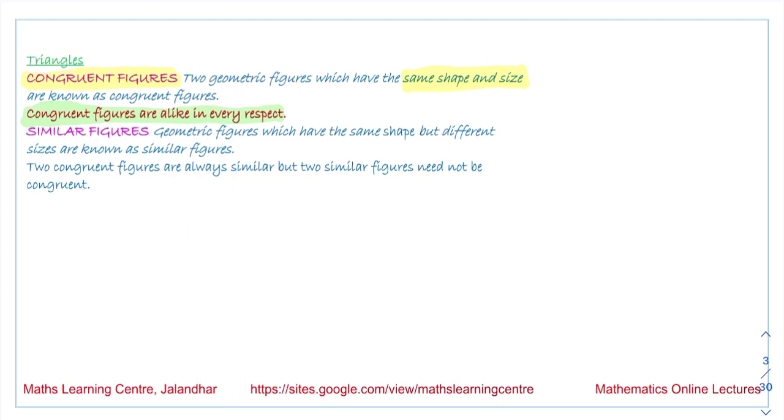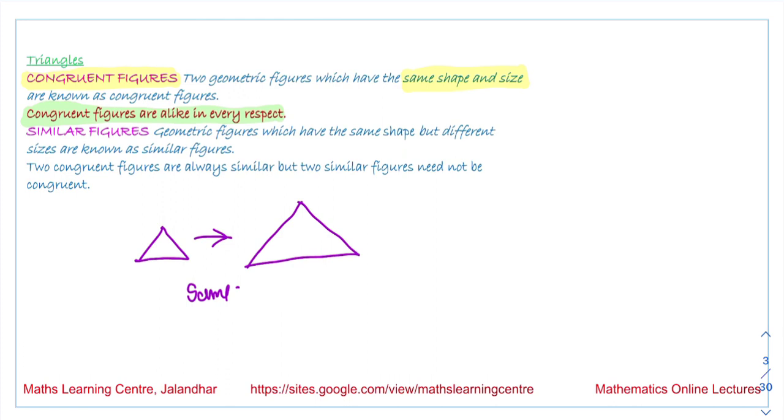Next, the definition we have is similar figures. Similar figures means geometric figures which have the same shape but may have different sizes. If we talk about an example over here, suppose this is a triangle, this is another triangle. The shape of both of these is the same.